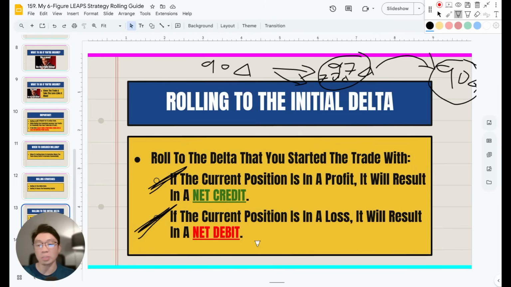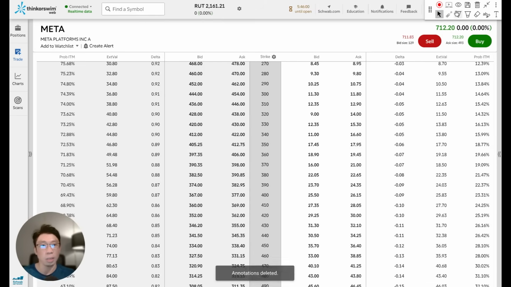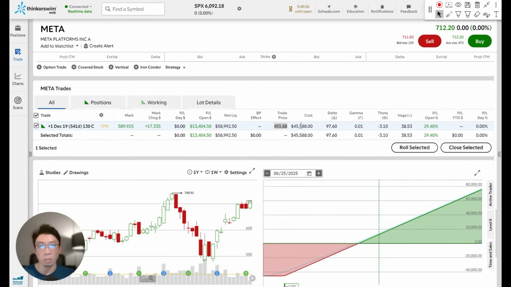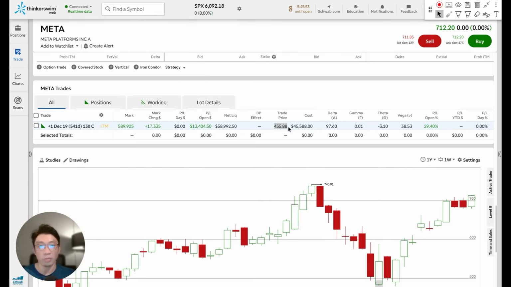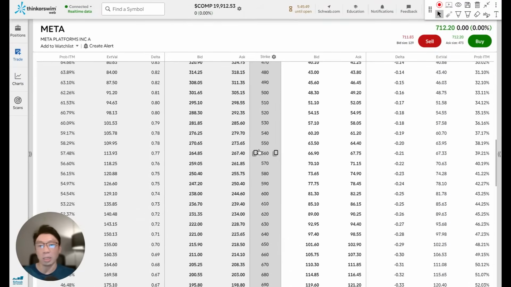And a net debit just means that you do have to top up from the initial amount with which you had put on the trade. So let's say for the trade which I had put on down here, it was a 455, right? If I'm not mistaken. Let's just go and double check again. So I'll just remove this position. Let me remove all these drawings as well. So let's take a look again. So the initial cost was 455.88. Okay, so let us simulate that right now it's in a current loss.